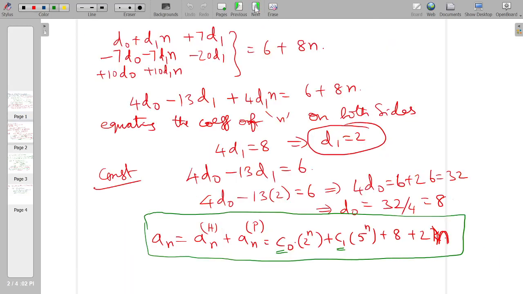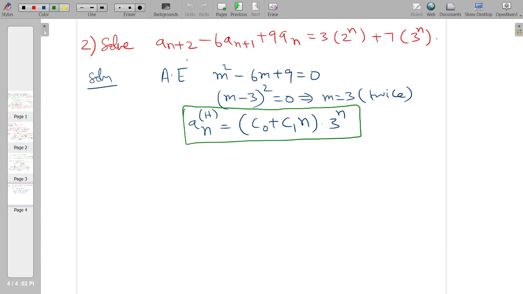So we have taken a problem where you have an plus 2, an plus 1 and an. As usual, an plus 2 is replaced with m squared in the auxiliary equation. Namely, the solution with respect to the homogeneous equation would be C0 plus C1n into 3 power n.